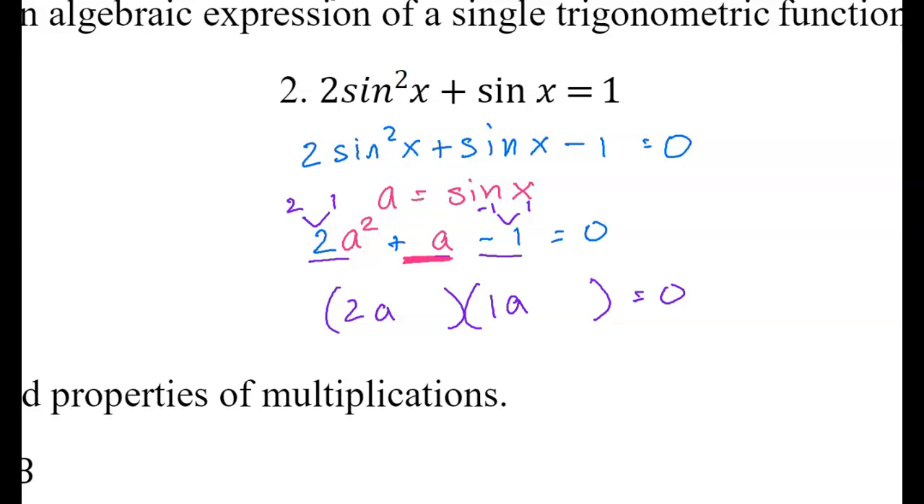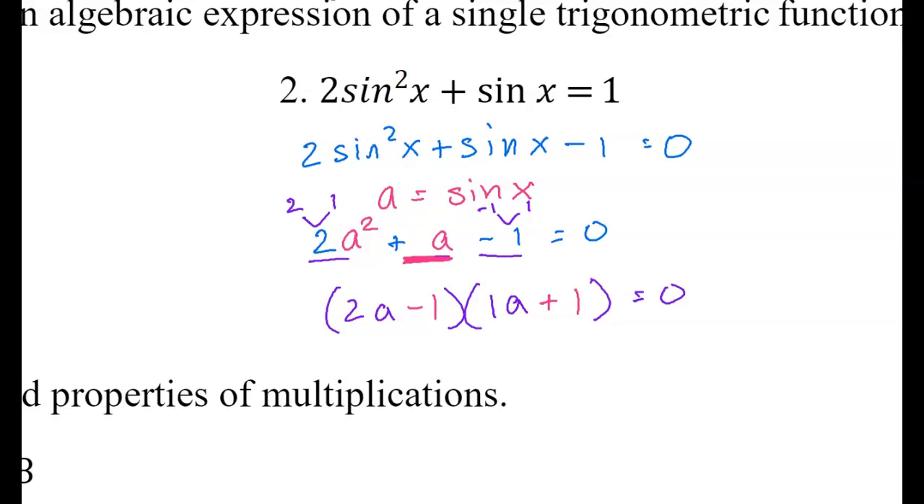Instead, negative 1 will go there and positive 1 will go there. Because when I check, 2a times 1 is 2a. Negative 1 times 1a is negative 1a. So 2a minus 1a is a positive 1a. So this is correct. These are our factors.